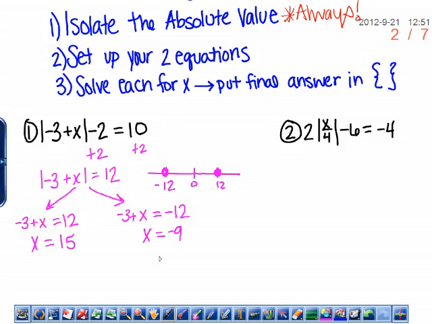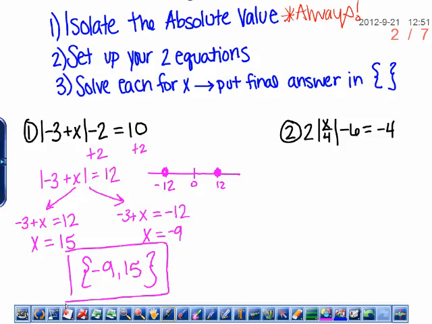Okay, let's try negative 9. Negative 3 plus negative 9 is negative 12, absolute value of negative 12 is 12, and 12 minus 2 is 10. So these are each our answers. Curly brackets. Smaller number first. It's always a smaller number first. Yes, smallest number goes first.